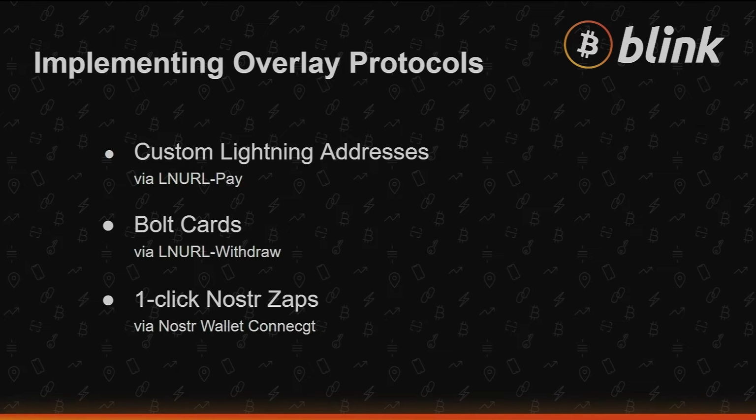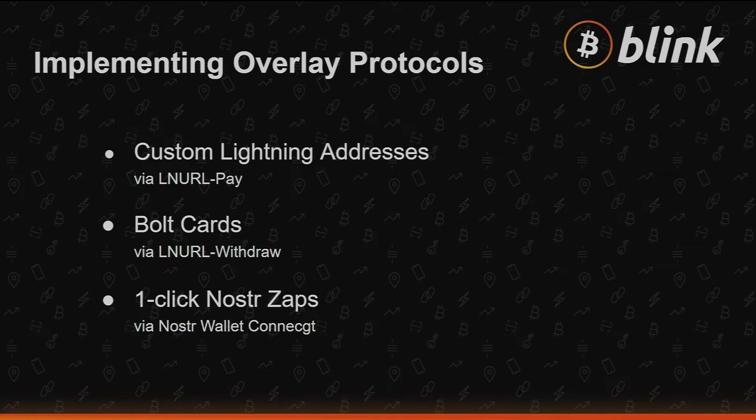Yeah, implementing overlay protocols. I don't know if folks are, well, folks should be familiar with LNURL. There's LNURL pay, LNURL withdraw. LNURL pay is the thing behind Lightning addresses. We have our own Lightning addresses, so you can be username at blink.sv. But there's nothing stopping somebody from taking the API and putting another domain on that and having different kinds of Lightning addresses, because all you need is certain mutations again from the API.